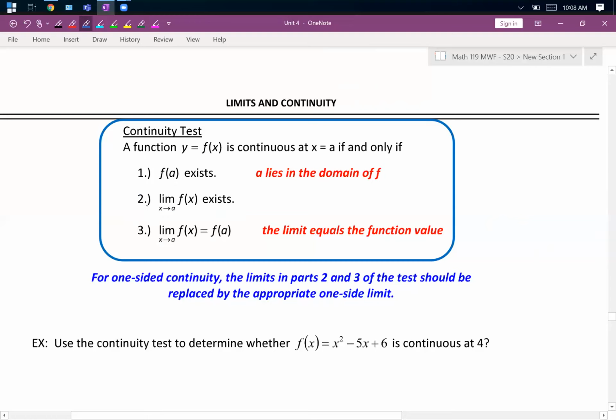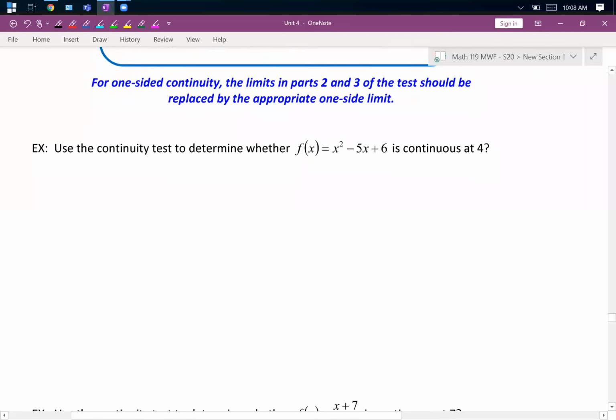For one-sided continuity, the limits in parts 2 and 3 of the test should just be replaced by the appropriate one-sided limit. So we use the continuity test to determine whether f of x equals x squared minus 5x plus 6 is continuous at 4. We have to do three things. First, we need to determine, does f of 4 exist?